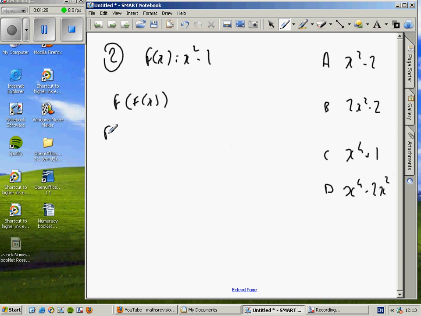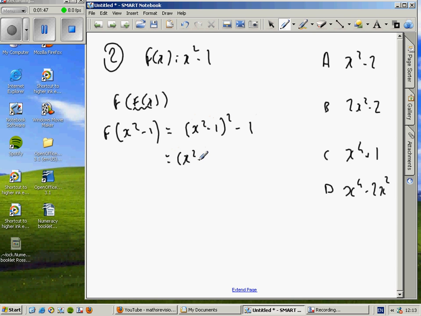So f of x, well, f of x is equal to x squared minus 1. We can rewrite that as f of x squared minus 1. So wherever we see x, we're going to replace it with x squared minus 1. X squared now becomes x squared minus 1 all squared, and we're still taking away 1.